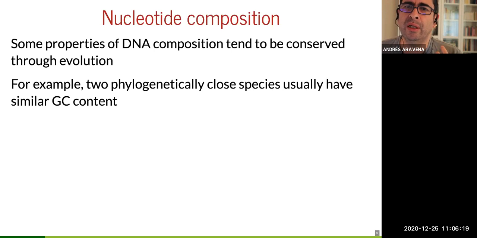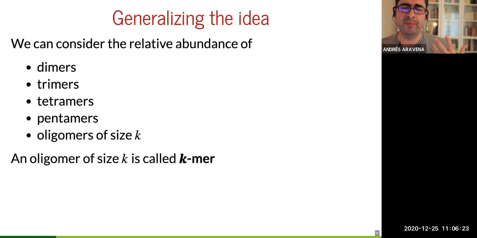So GC content is counting one letter. How can you make it more general? Well, you count two letters, pairs of letters, dimers, trimers, tetramers, and mers of different lengths. And that is the origin of the word that we use, k-mer. A k-mer is a sequence of length k.